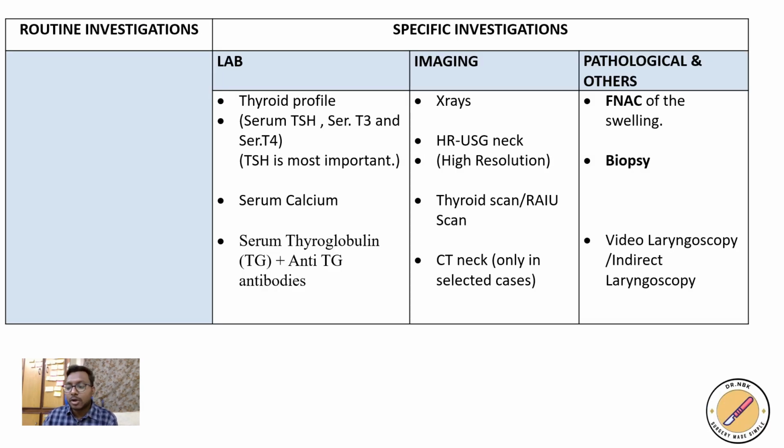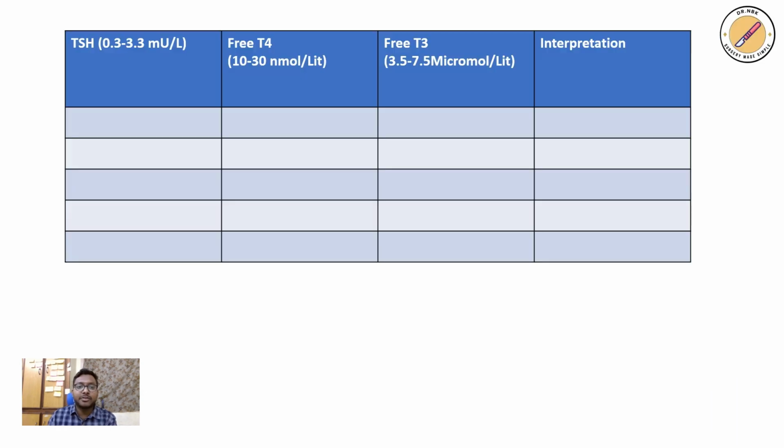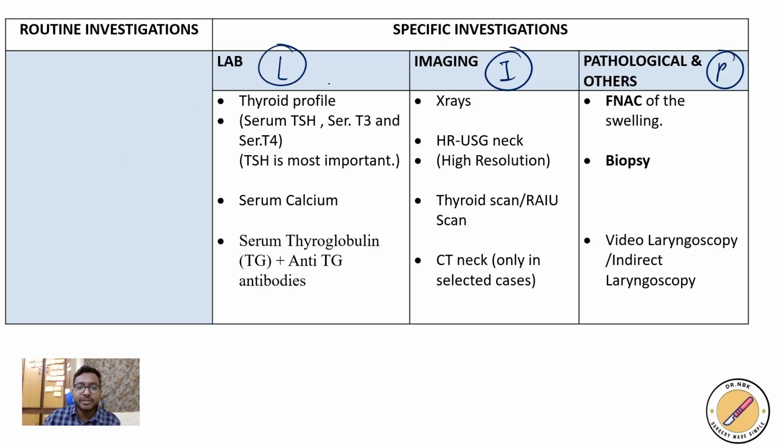Next, coming to the management part, I told you management always includes two things: investigations and treatment. Investigations are divided into routine investigations and specific investigations. Specific investigations are subdivided into lab, imaging, pathological and others. First one is routine investigations. As a part of every inpatient, if you are going to do a major surgery, we need to have a list of routine investigations. And coming to specific investigations, the first and most important is thyroid profile, which contains TSH, T3, and T4.